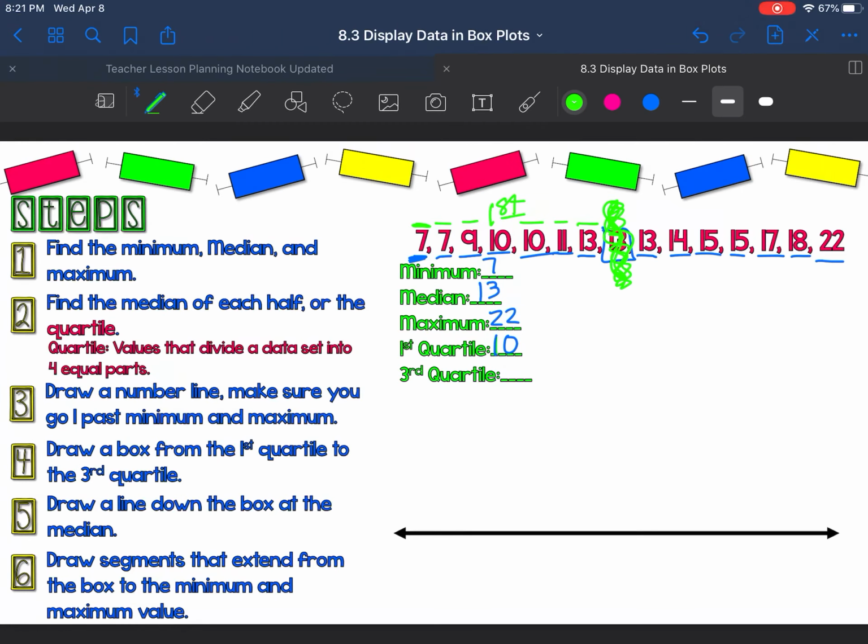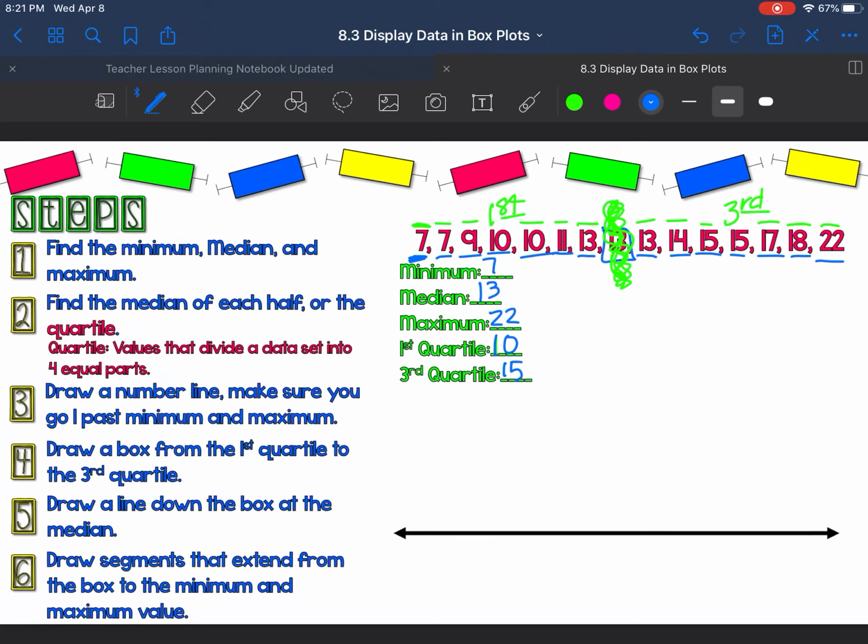So now, just like how we found our first quartile, we need to find our third quartile. So we're going to look at the numbers past our median, all the way to our maximum. And just like before, we're just going to go back and forth until we find that number in the middle. And that number in the middle, our third quartile, is 15.